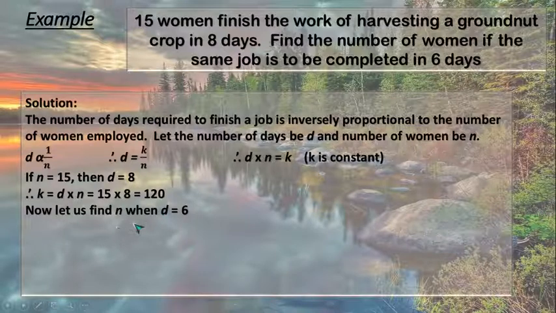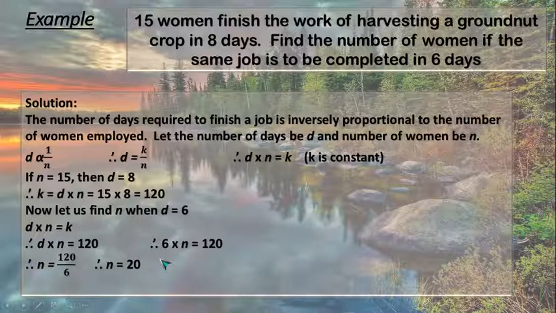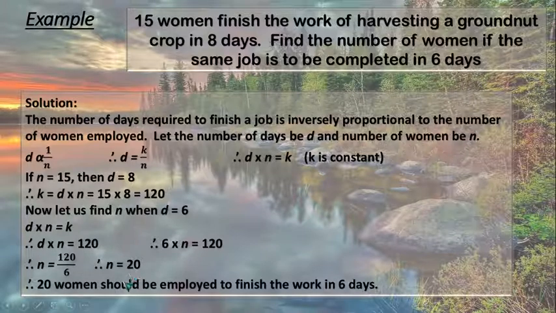Now let us find N when D is equals to 6. D into N is equals to K. Therefore, D into N is equals to 120. Therefore, 6 into N is equals to 120. Therefore, N is equals to 120 upon 6, that is equal to 20. Therefore, 20 women should be employed to finish the work in 6 days.